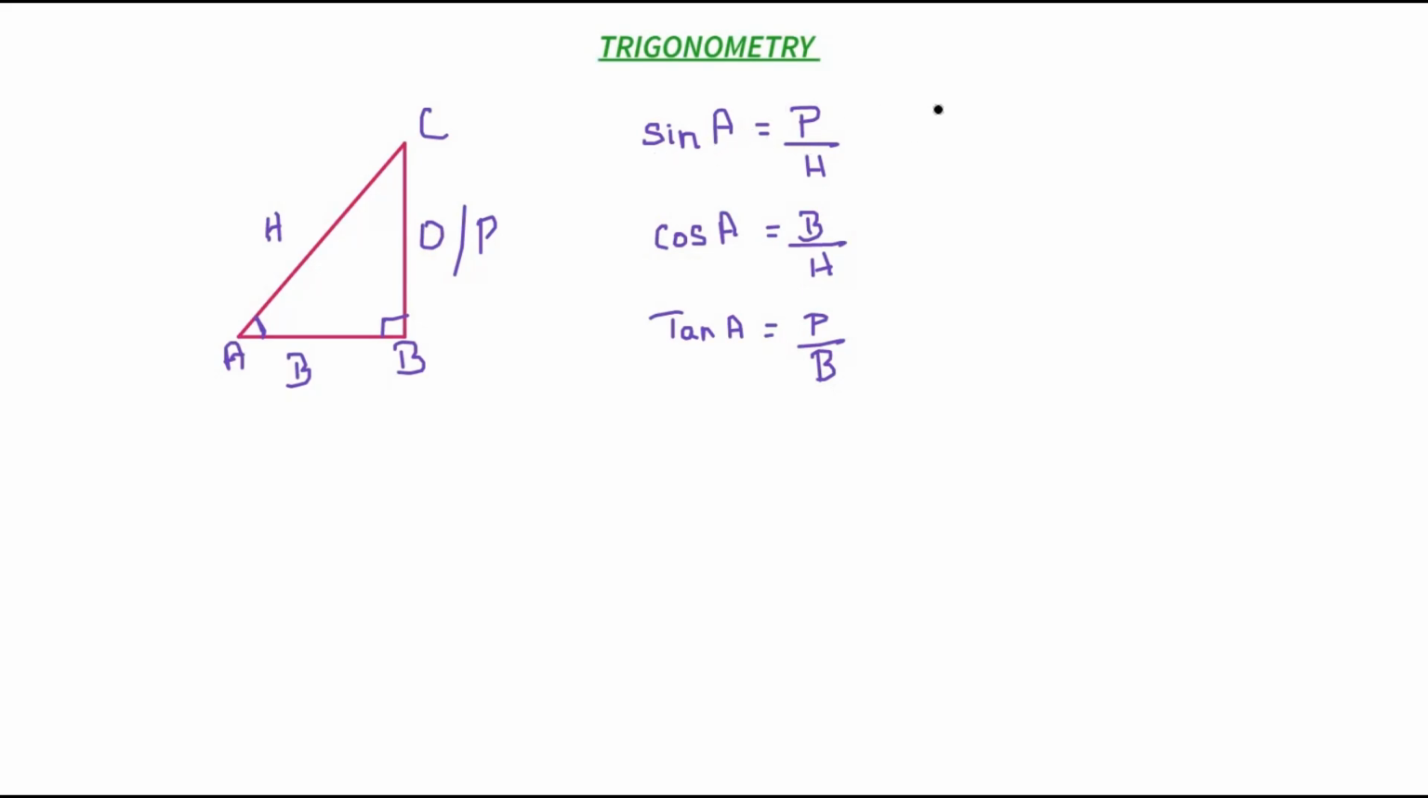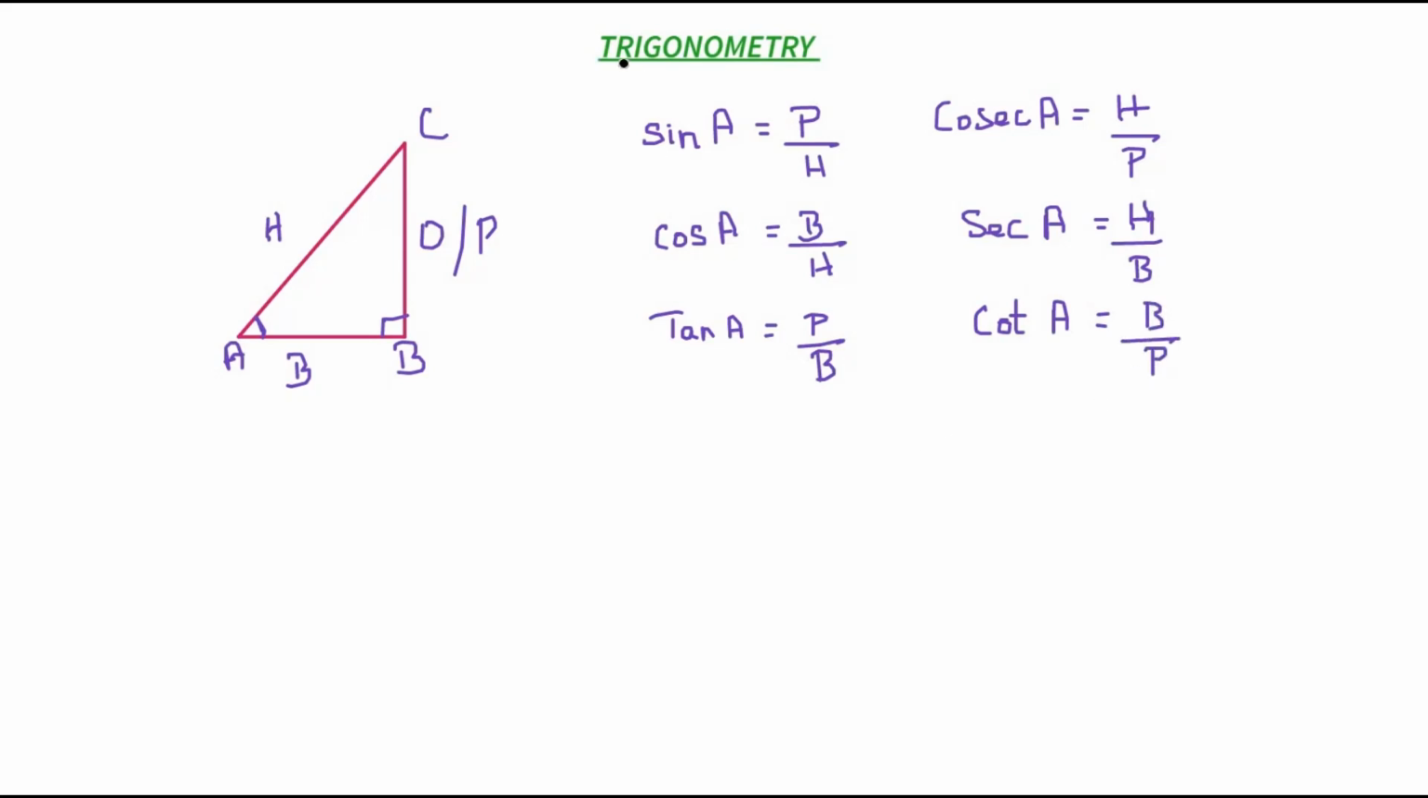Now the other three are just the reverse of this. The reverse of sine is cosec. We have a cosec A. What is cosec A? It's just a reverse of sine A, which is hypotenuse by perpendicular. We just need to flip it around. And what is the reverse of cos? Sec A. Sec A is the opposite of cos. So here also we will just reverse it, which will be H by B, that is hypotenuse by base. And the reverse of tan is cot. Cot A is B by P.